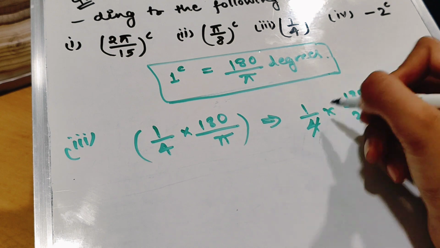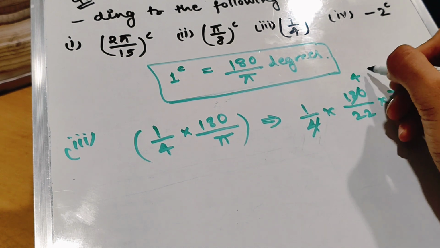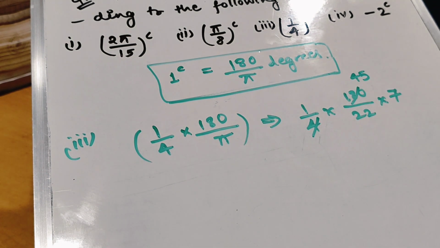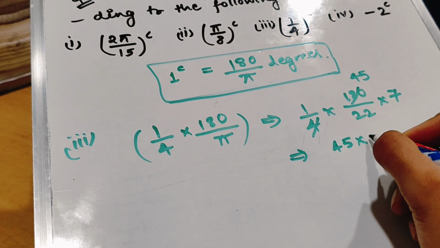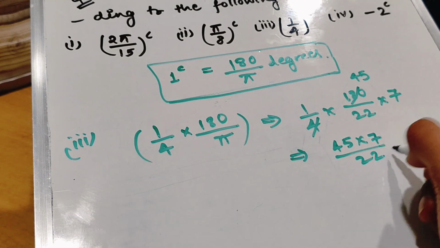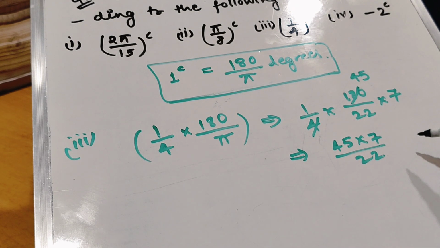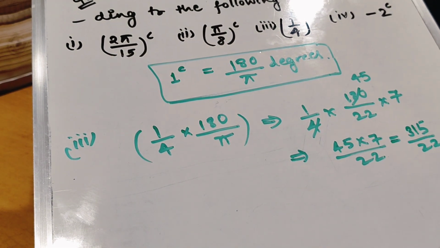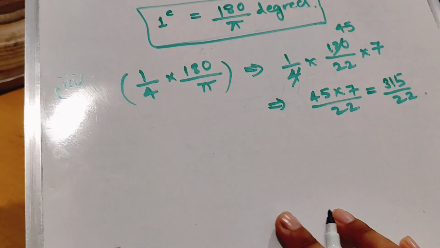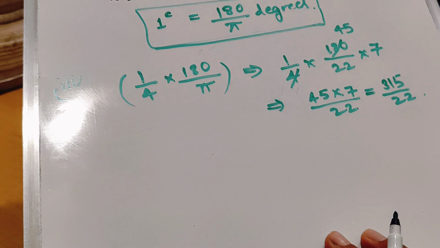Now simply cancel this. So this is what you have, 45 times 7 by 22. Again we will convert this to mixed fraction. So this is 315 by 22. Now I will show you again how I convert it to a mixed fraction.